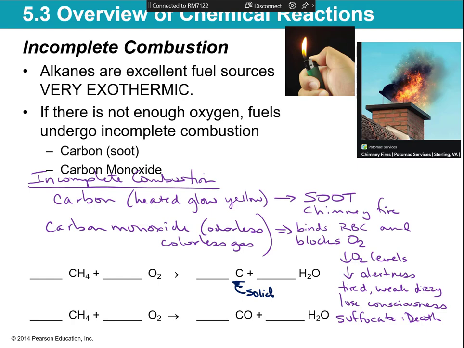The second reaction shows that if you don't have enough oxygen, the fuel doesn't just form carbon, it can make CO. You remember what that means. What is that called? Instead of carbon dioxide, this is carbon monoxide. Carbon monoxide is an odorless, colorless gas, so you can't smell it and you can't see it. However, when you inhale it, it moves from the lungs into the blood, just like oxygen does. But carbon monoxide actually binds to the red blood cells and blocks oxygen from binding. So over time, your oxygen levels go down.